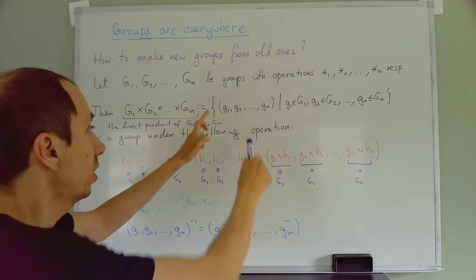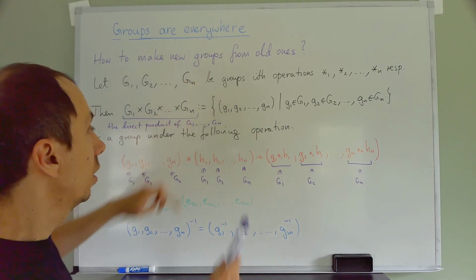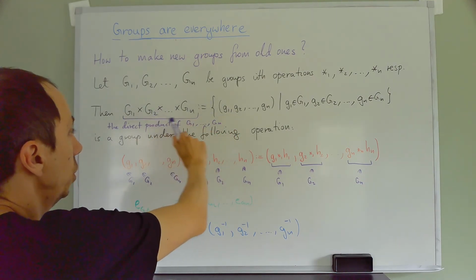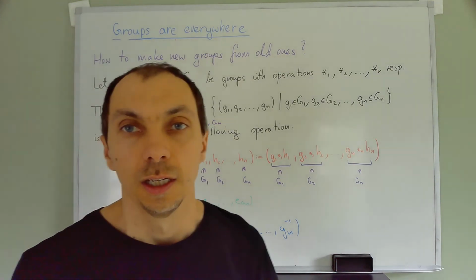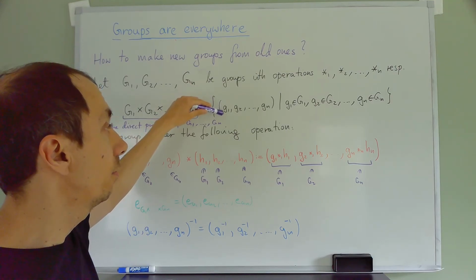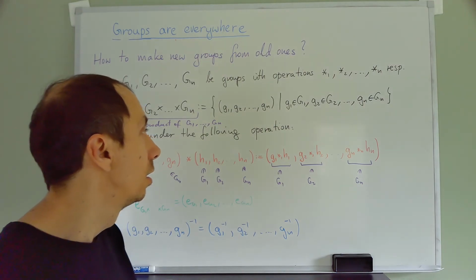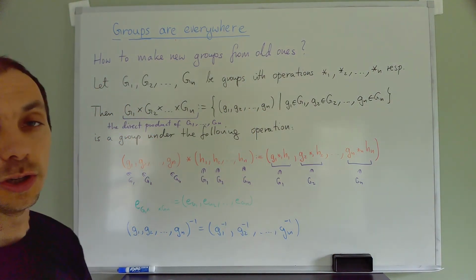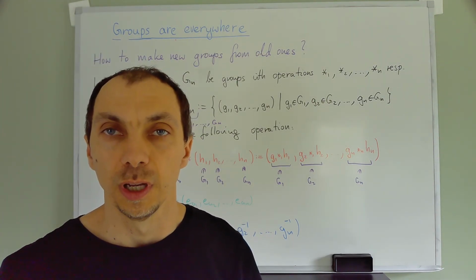It's a group consisting of n-tuples of elements. So it's one element from the group G1, second element from the group G2, and so on. The nth element comes from the group Gn. You can put all the possible elements from G1 on the first spot, all the possible elements from G2 on the second spot, and so on. If you look at all such tuples, first of all, that's a set, but it turns out that's actually also a group.